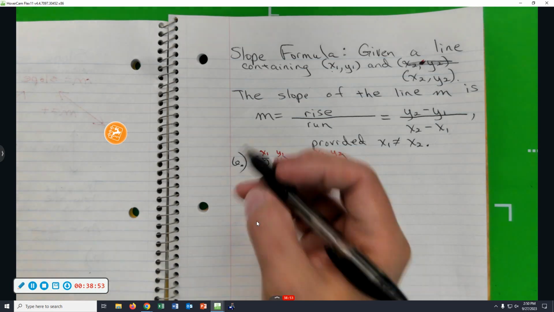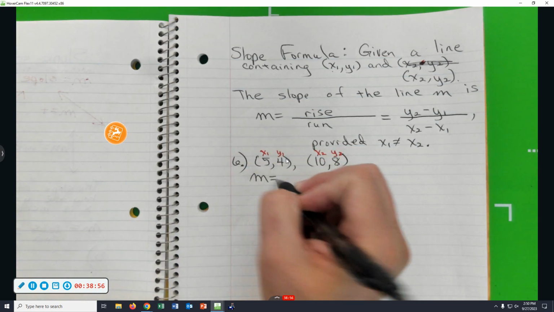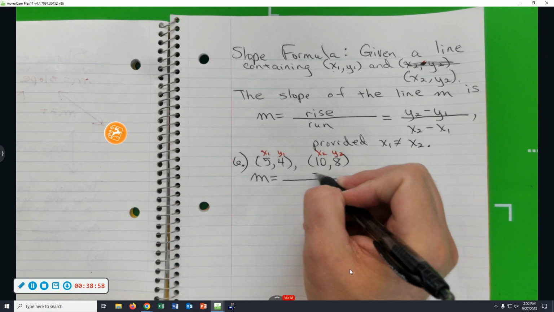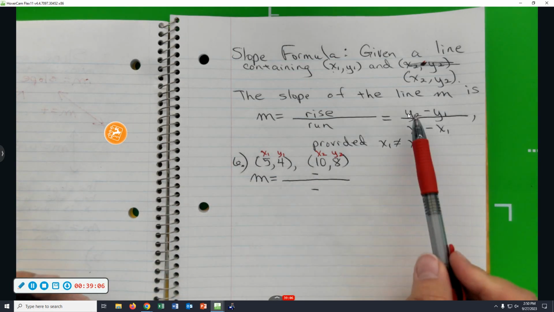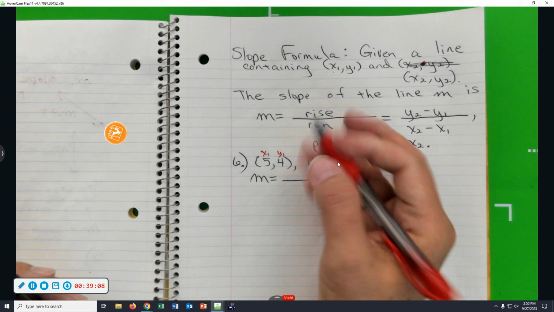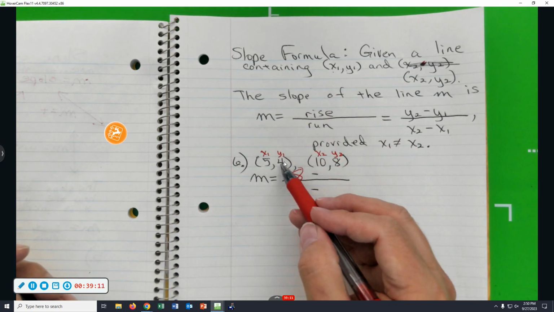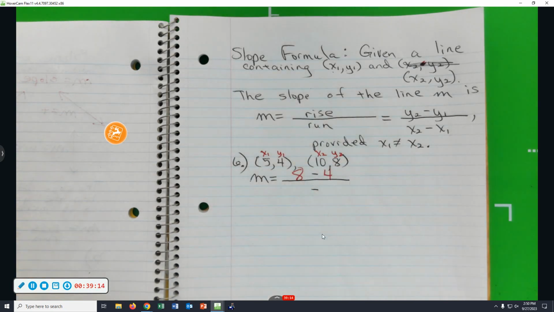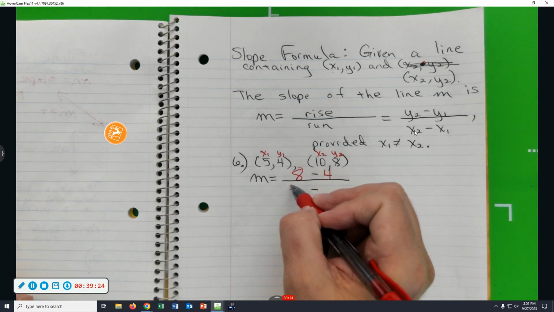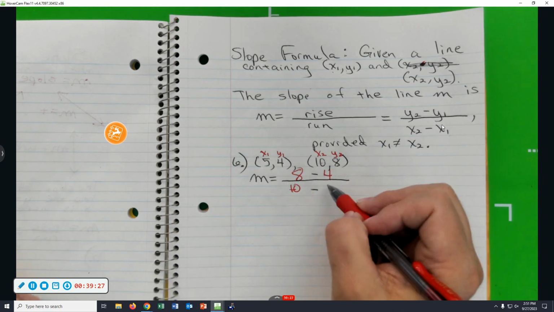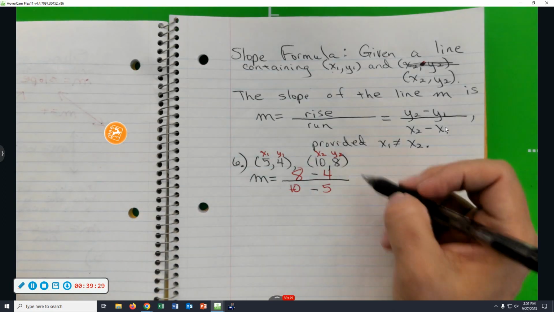Again, don't label it x1, x2. I've seen students do that and you get it wrong. Ordered pairs are always x, y. Okay, so y2, that's an 8, minus y1 is a 4. Y'all tell me what number's going to go here underneath the 8. The x2 is 10. The x1 is 5. And this works out really nicely.